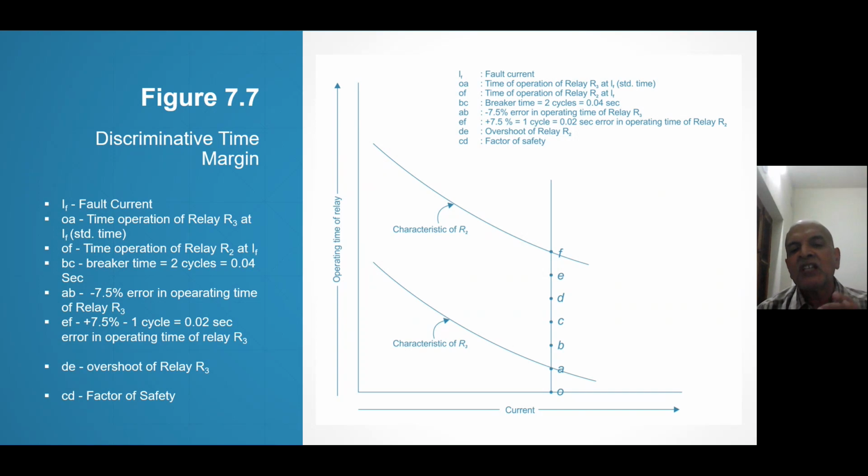That means once the relay R3 operates, I make the time of operation of R2 after 0.25 second. No doubt, once R3 operates, R2 has not to operate, so no problem. But if R3 fails, then after 0.25 second, R2 will operate. So this is the time setting methodology.